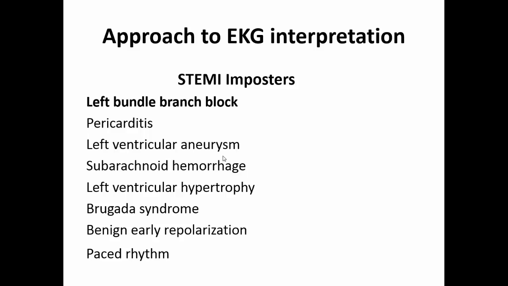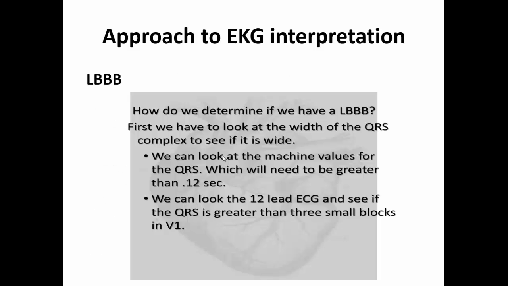Here is a list of ST elevation MI imposters that we're going to talk about. The list includes left bundle branch block, pericarditis, left ventricular aneurysm, subarachnoid hemorrhage, left ventricular hypertrophy, Brugada syndrome, benign early repolarization, and a paced rhythm. Let's start with left bundle branch block.